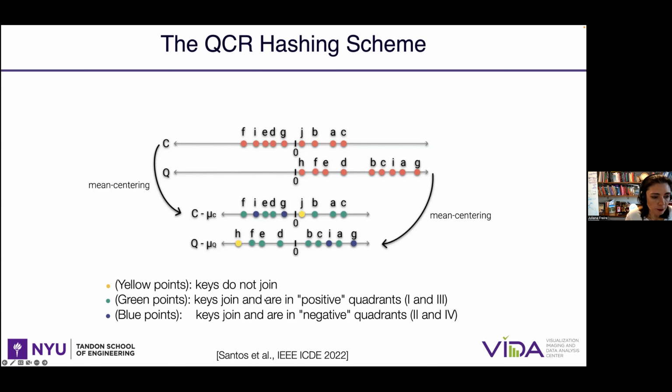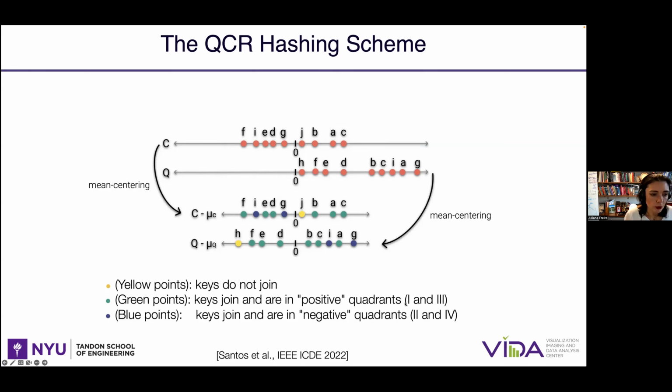You have the green points, which are points that correspond to keys that join. And not only that, they belong to the same quadrant. So you have B, C, and A, they are above the mean here, and F, E, and D, they're below the mean here. And then you have the blue points here, which are points that join, but they are in the negative quadrants, 2 and 4.